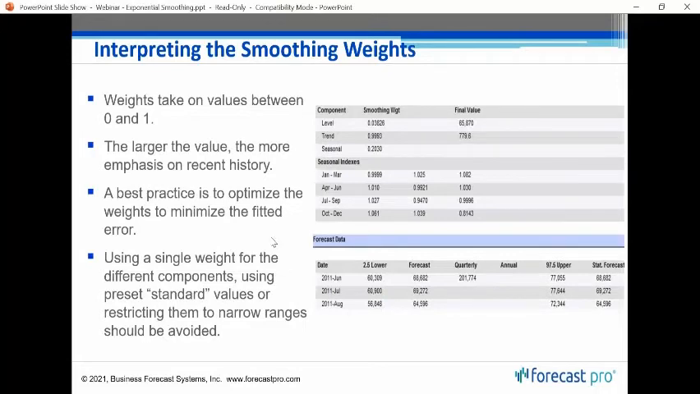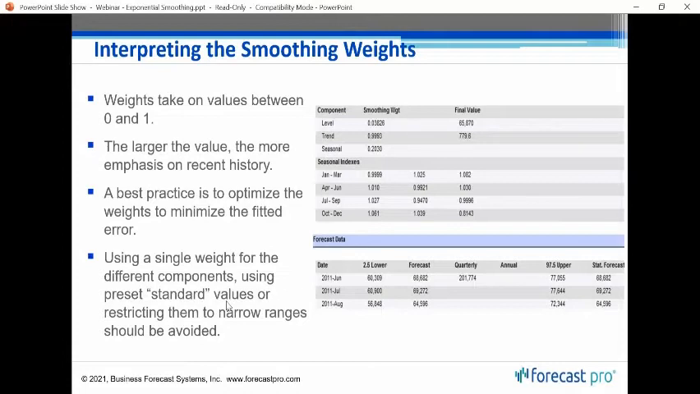There are methods known as double exponential smoothing and triple exponential smoothing, and these methods enforce that we use a single weight for the different components. That's been shown to be detrimental in terms of forecast accuracy. Another thing you'll find is that some software packages will use standard values. So instead of optimizing them, they'll just use the same value for everything. That also should be avoided.